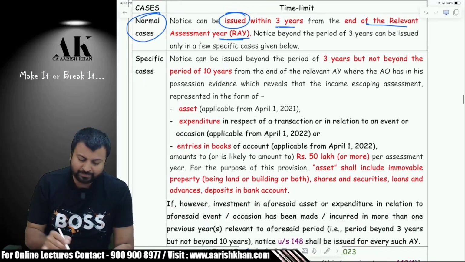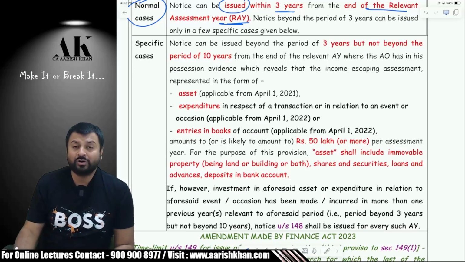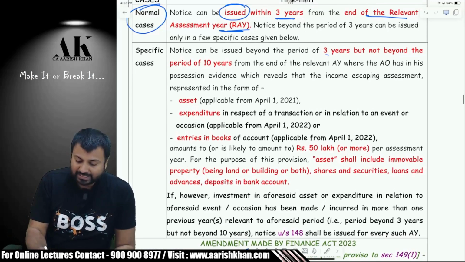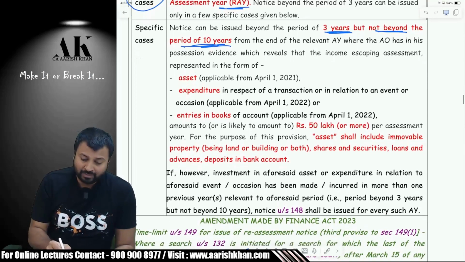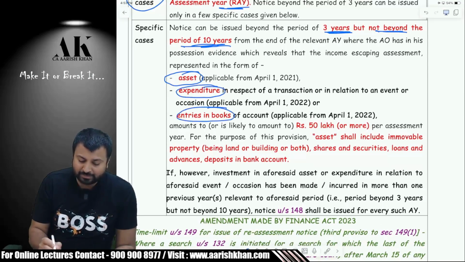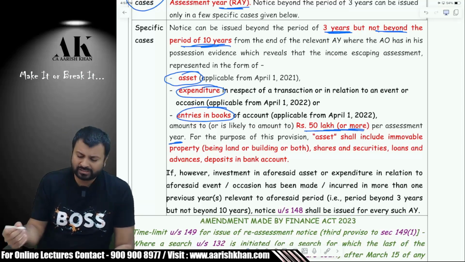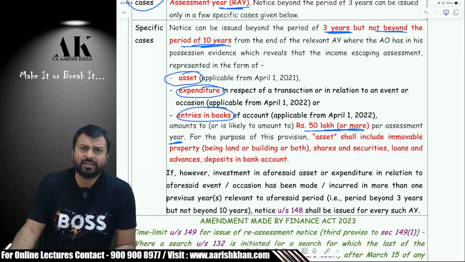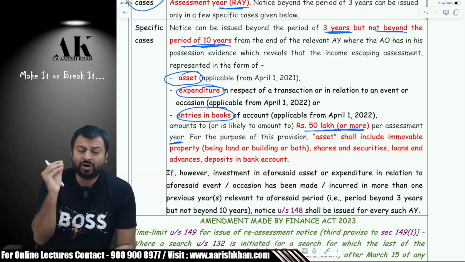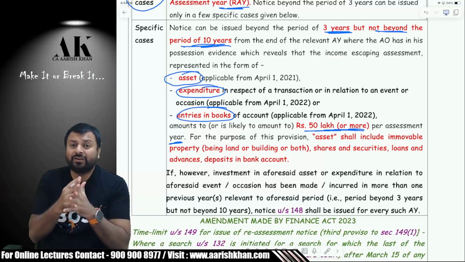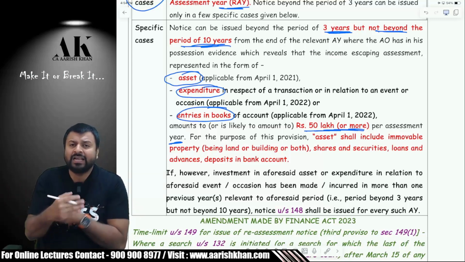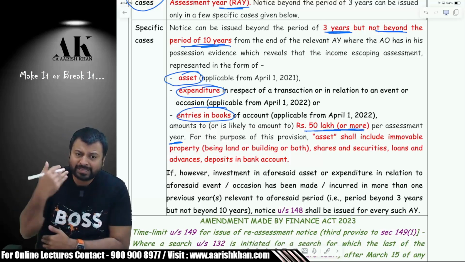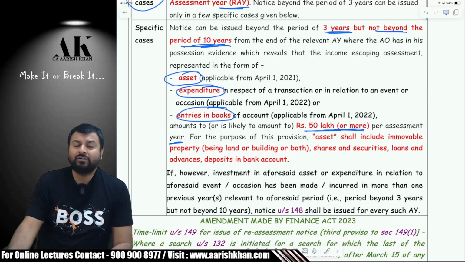Okay, but in some cases the department says that your notice can be issued up to 10 years also. Which are those cases where it can be issued beyond 3 years but not beyond 10 years? Where you have been having some assets, or you have been incurring some expenses, or you have passed some journal entries in the books of accounts, and your escaped income is likely to be 50 lakhs or more per assessment year. Okay, 50 lakhs or more. It's not actually per assessment year, it's actually the aggregate of all the assessment years. So if you have escaped 50 lakhs or more in aggregate, and that income is represented in the form of an asset, or in the form of expenditure, or in the form of a book entry, then the department will send you notice even beyond 3 years, up to 10 years.